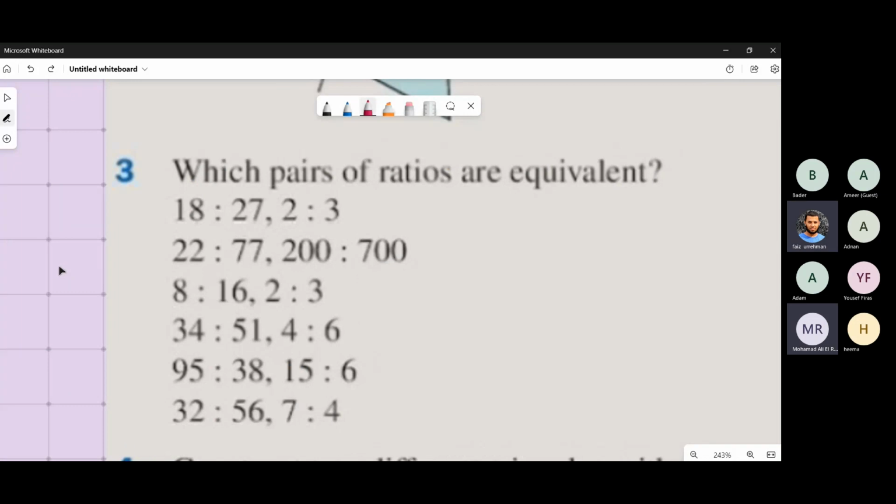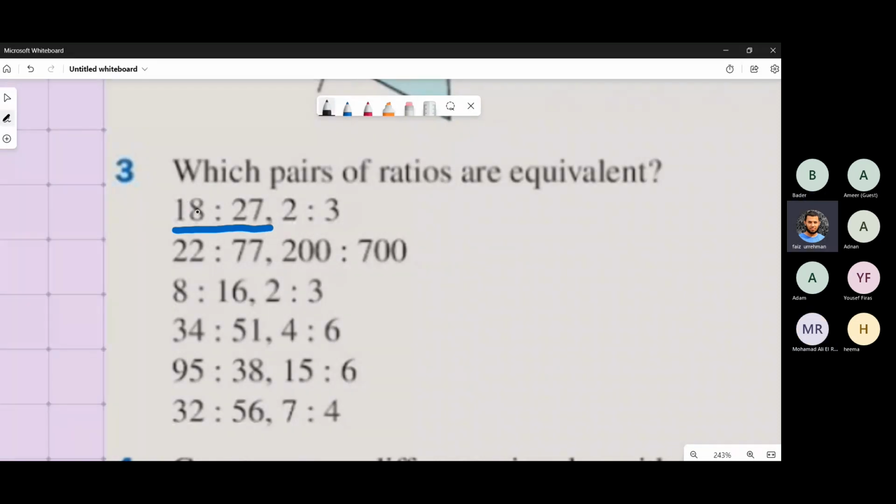I'm eating carrot. Which pair of ratios are equivalent? What is equivalent? If two ratios are equal after simplification, they are equivalent. Now check the first one, try to simplify. What do you get? By 9. Very good.